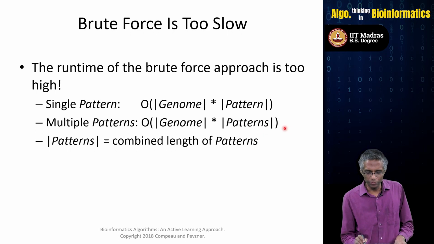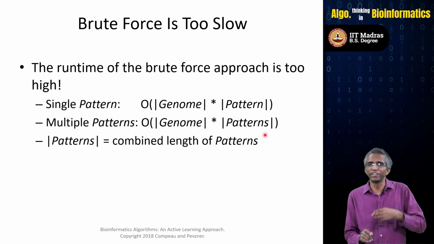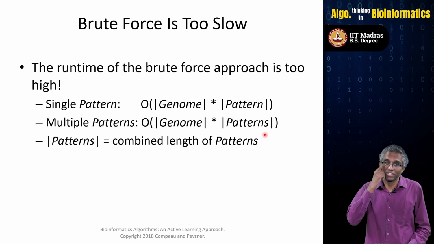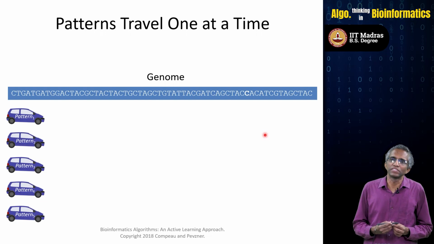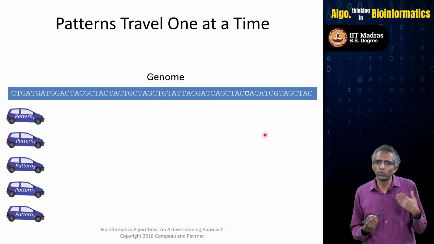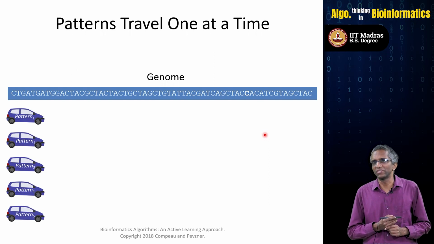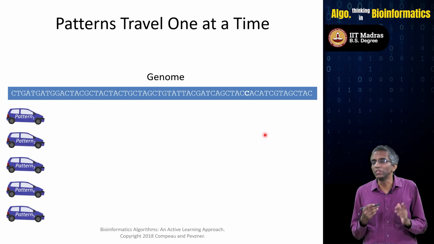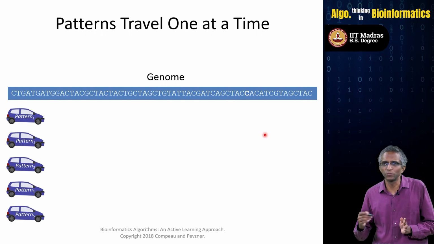If each pattern is 200 nucleotides, 200 letters long, and there are billions of patterns, this will be a billion times 200, and the genome could be another billion. So this is simply not going to make it to the clinic with such a long running time. Now, how can we improve this running time? Let's explore certain ideas one after the other, and eventually we are going to come up with data structures called suffix trees and suffix arrays to address this problem in linear time. But let's just take one small step at a time.